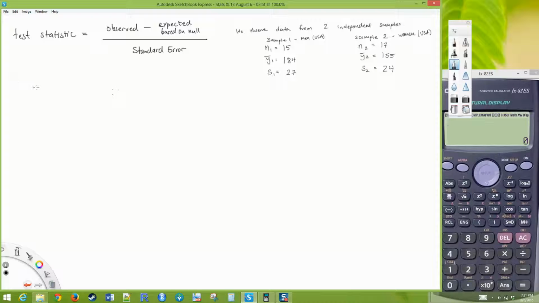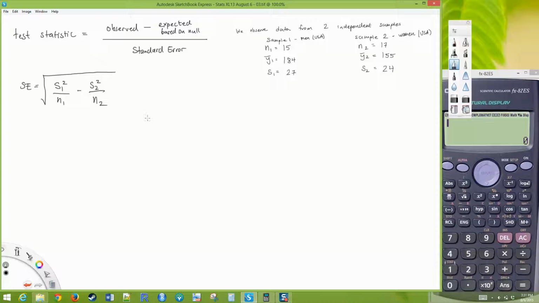Okay, so our standard error is calculated the same way we did for confidence intervals: the square root of S1 squared over N1 plus S2 squared over N2.